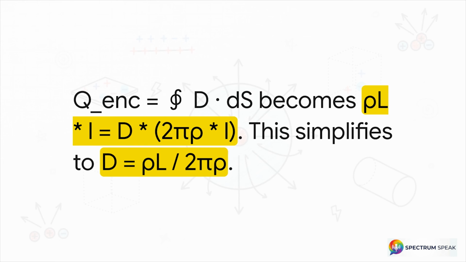Because we were so clever and chose a surface where the D field is constant and points straight out, that whole scary integral just simplifies to D times the surface area of the cylinder wall, which is 2πρ times L. And look at that. The length L is on both sides, so they cancel out. Now, one simple division gives us the answer for D. No crazy integrals, just simple, clean algebra.